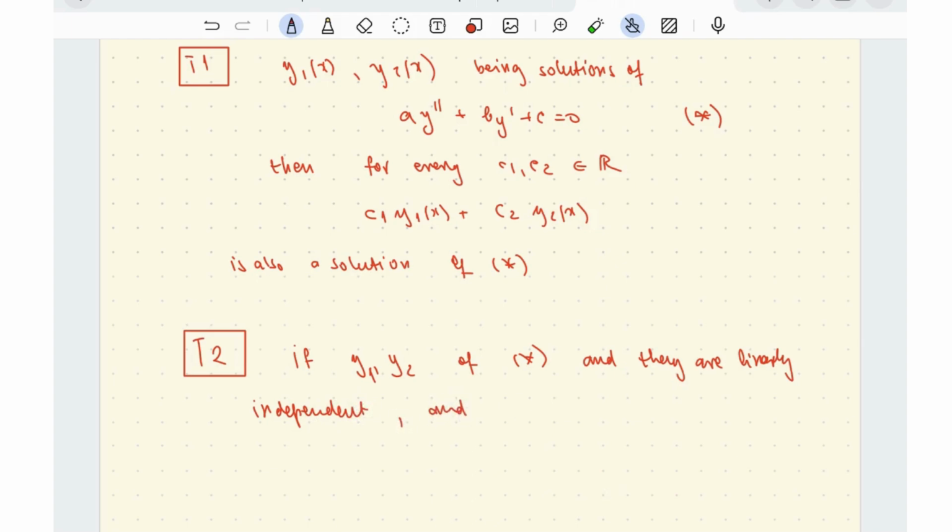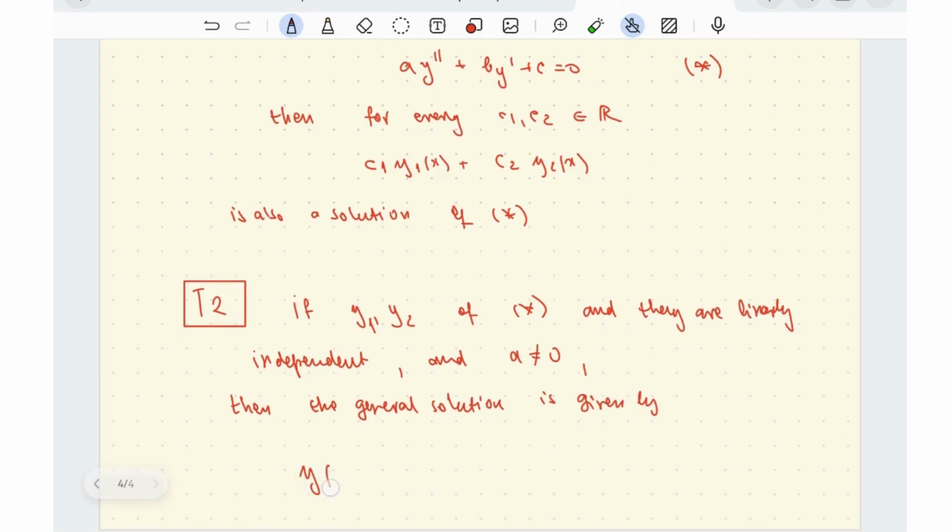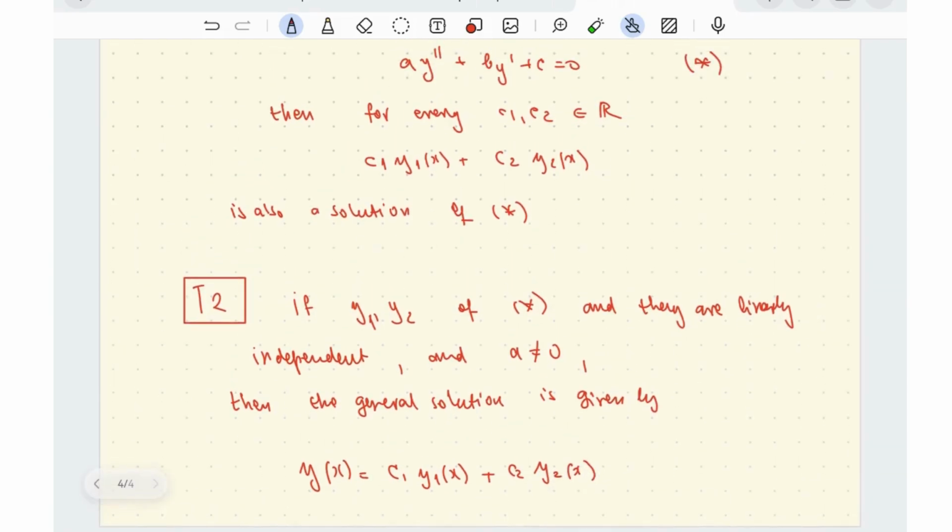and A is always different from 0, then the general solution is given by y(x) equals, this is what we just saw, C1 y1(x) plus C2 y2(x), with C1, C2 any real numbers.